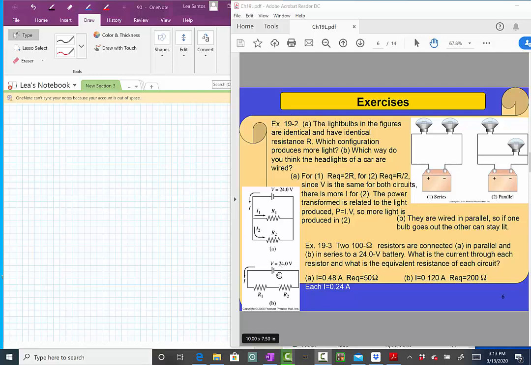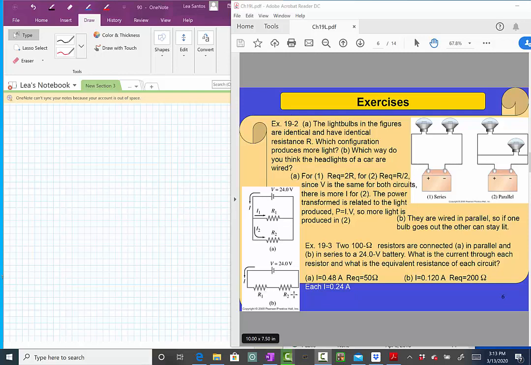For both cases, A and B, we have exactly the same battery, potential difference 24 volts. Okay? And then comes the questions. What is the current through each resistor? So what is the current that goes through R1 here? What is the current going through R2 here? What is the current going through R1 here? What is the current going through R2 here?